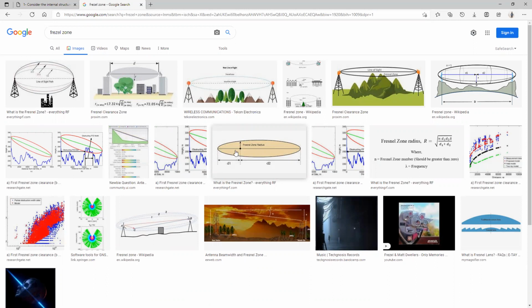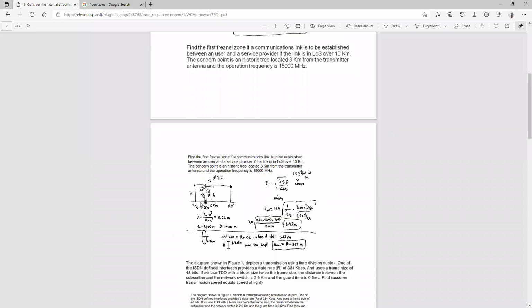So in order to know the radius at this particular point, just knowing that this is your center, the line of sight is your center. The distance from here to here is your radius, let's say. So the radius at this particular point is different compared to the point over here. In this particular case, we want to know the radius at 3 kilometers over here, the frontal zone at this particular point.